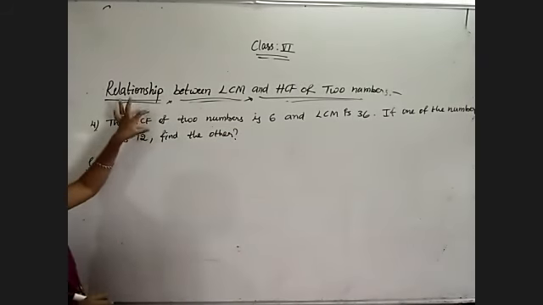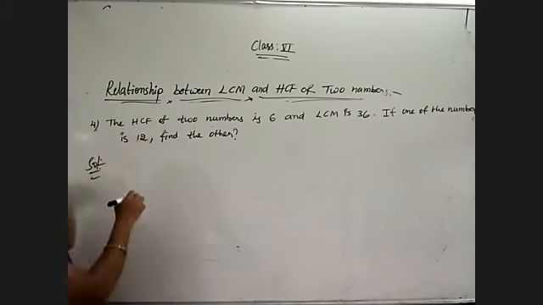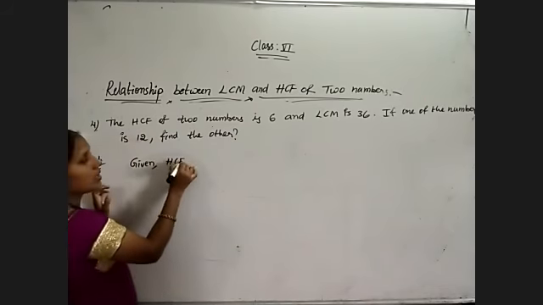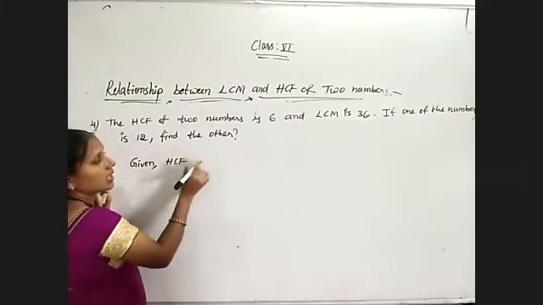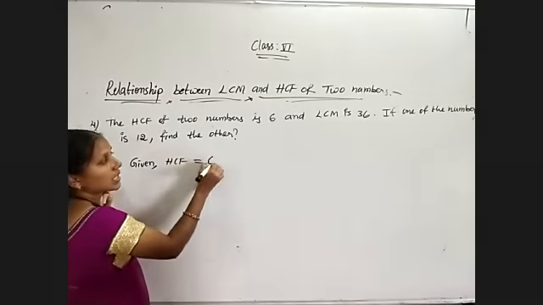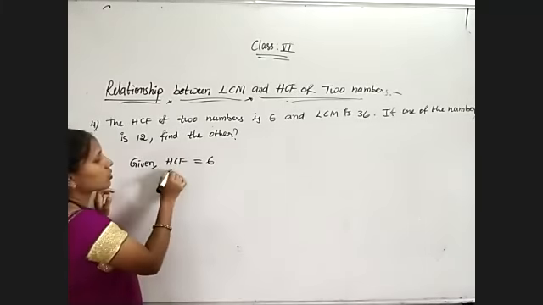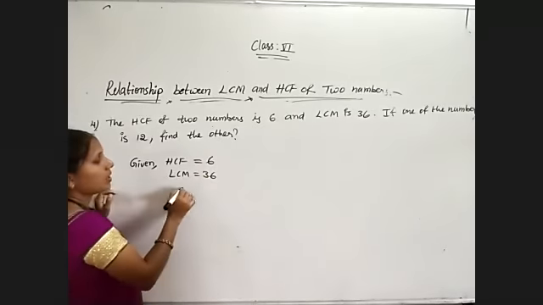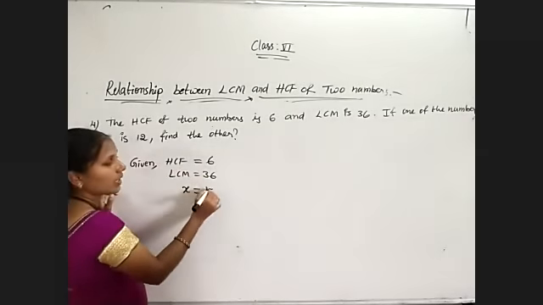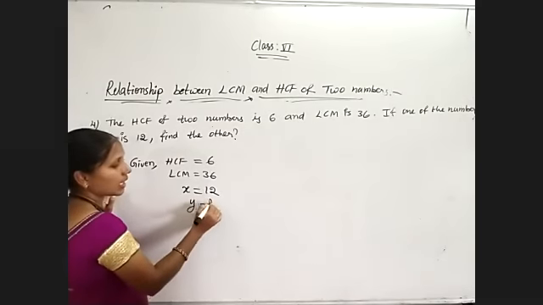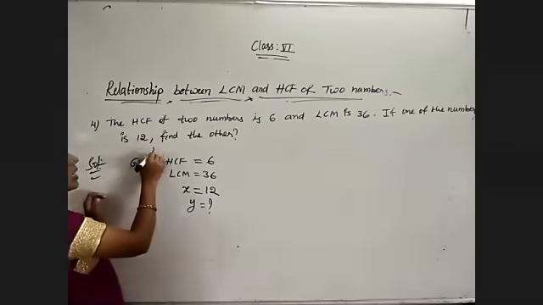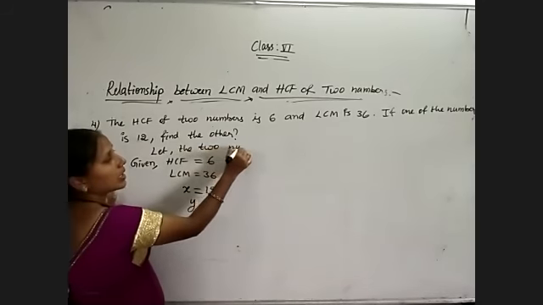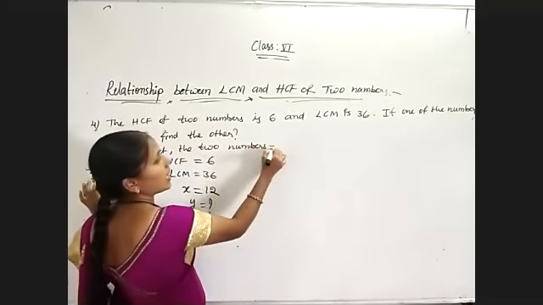What are they given? HCF of two numbers is 6. Given, HCF is equal to 6. LCM of those two numbers is equal to 36, given. And one of the numbers, x is equal to 12, given. And asking to find out the other number, y is equal to what? So let the two numbers be x and y.